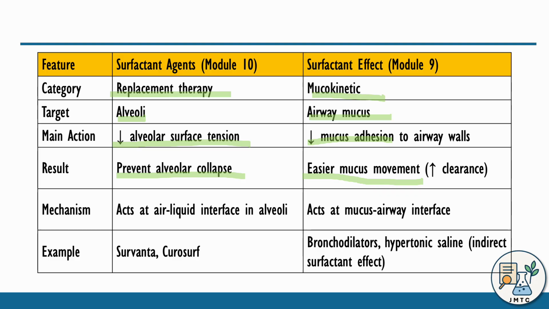It improves clearance. And in Module 10, the mechanism is it acts between the air-liquid interface, between air and liquid interface in alveoli. But in Module 9, it acts at the mucus and airway interface. So examples natin, sa Module 9 natin, your bronchodilators and your hypertonic saline solution. While here in Module 10, you will meet Survanta and Curasurf.